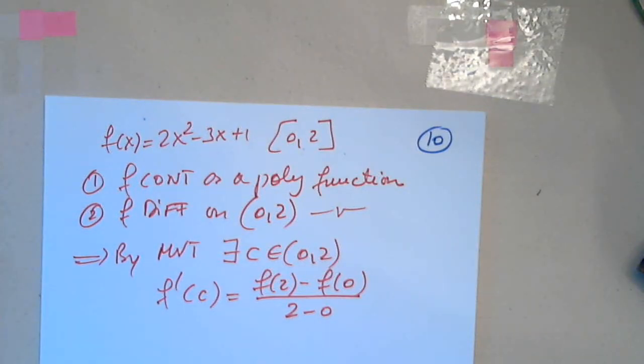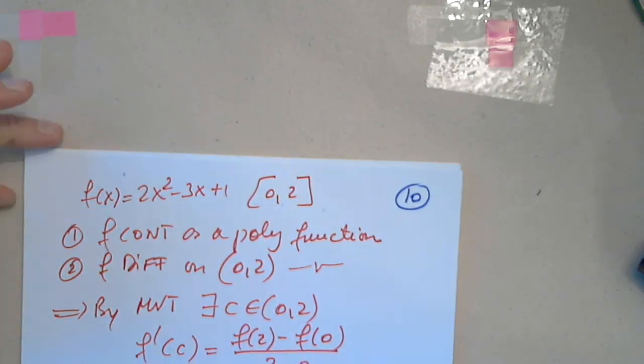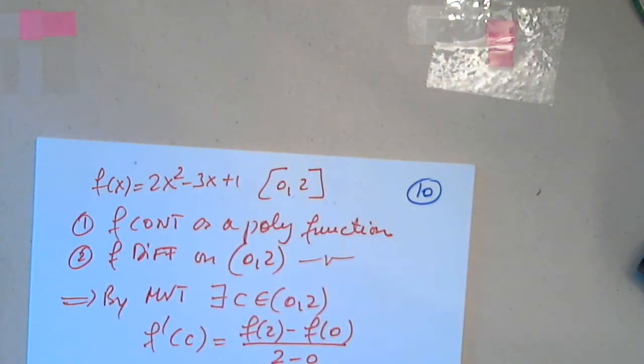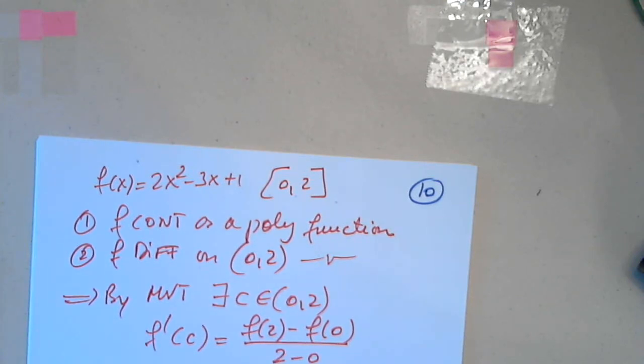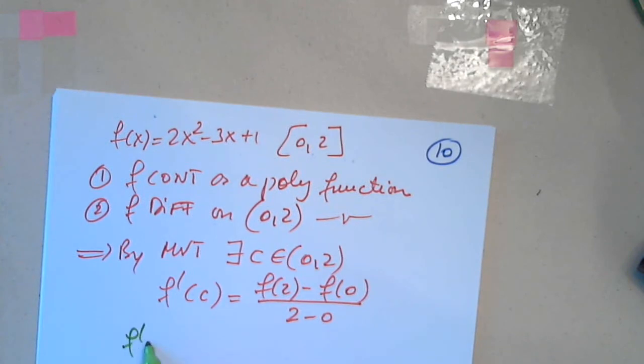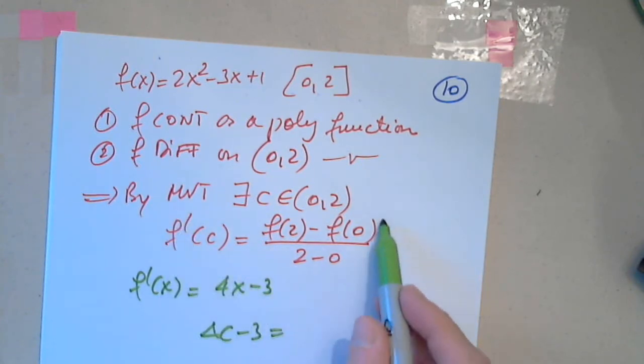Given, we know that it's continuous as a polynomial function and it's differentiable on at least 0, 2. It's differentiable everywhere, but at least on the open interval 0, 2. By MVT, there exists a c in this interval such that this happens. First, I have to find f prime of x, and this is 4x minus 3. That will be the left-hand side, 4c minus 3 in this equation.